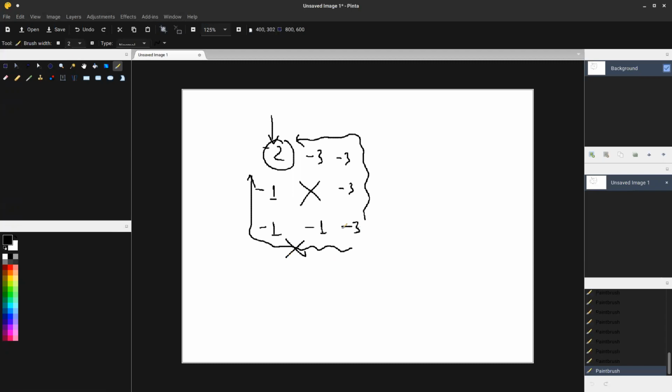Because if it tries to utilize this path, then the altitude along the path will be minus 1, so it can be sucked only negative 1 meter, like only 1 meter out of this cell. However, if it utilizes this path, then it can be sucked minus 3, 3 meters out of this cell. And combining with this altitude, it can be sucked 2 meters out of that cell.